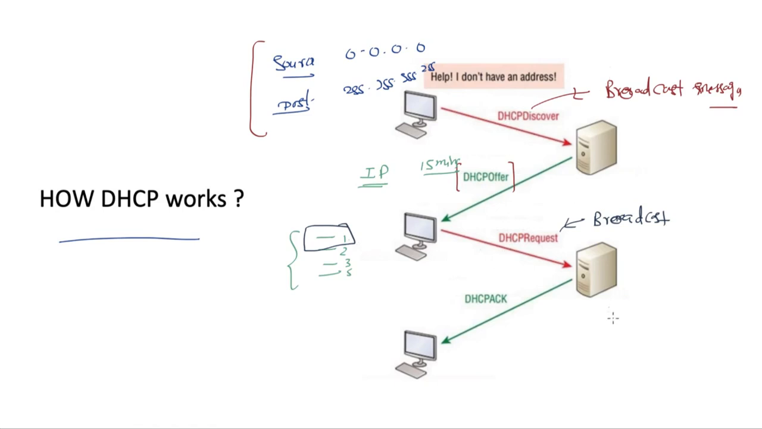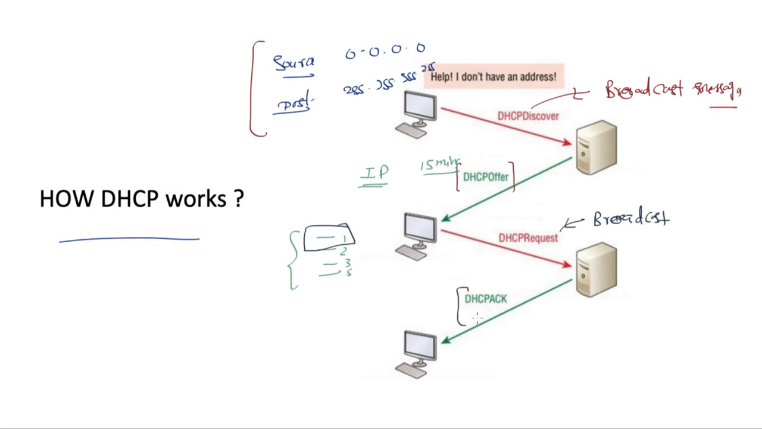Now this first DHCP server will say, okay, let me acknowledge you, let me just give you this IP address. So this is how it is done. This client is saying that I want my IP address, so that's why it is broadcasting. Now this DHCP server is sending a message to the client, like you can use this address, and then it is again broadcasting so that the other DHCP servers get to know that this offer has been accepted, and then it will send the DHCP acknowledgement.